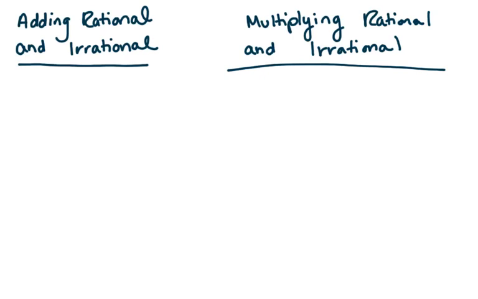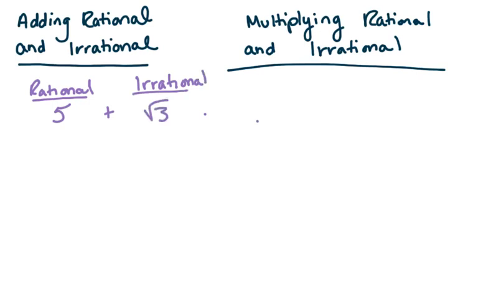Okay, adding rational and irrational numbers. With adding rational and irrational numbers, it's very similar to adding like terms. So for example, a rational number, I'm just going to pick one, like 5. And then an irrational number, we'll go with the square root of 3. And so 5 and the square root of 3, they're not like terms. They don't have like radicals with them. This one doesn't have a radical at all. So you really can't simplify this down any further than what it is. So it would just be written as 5 plus the square root of 3.